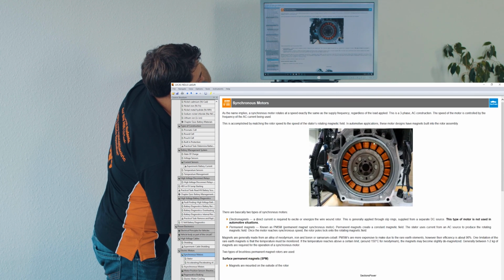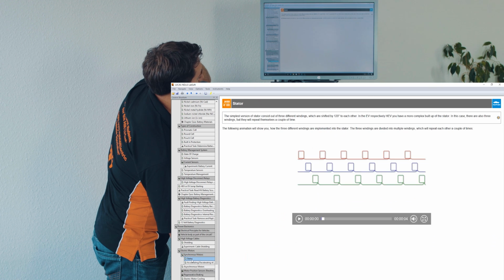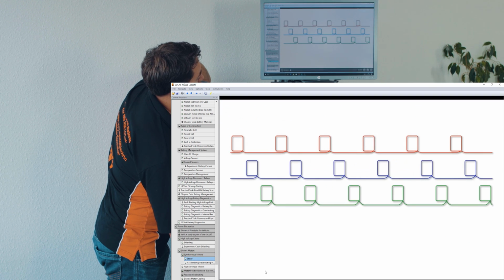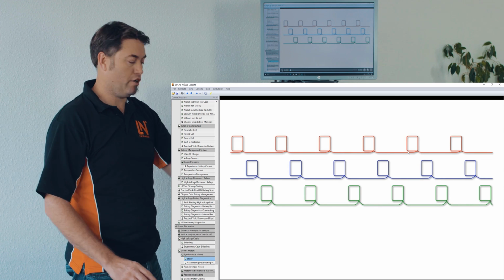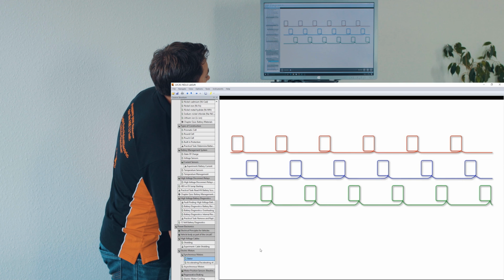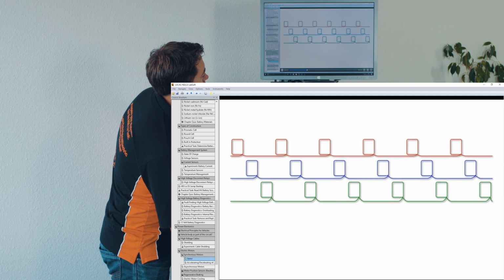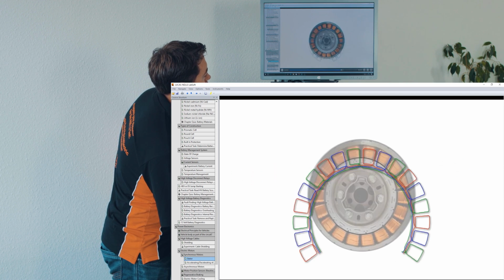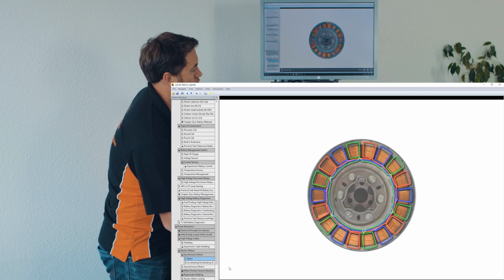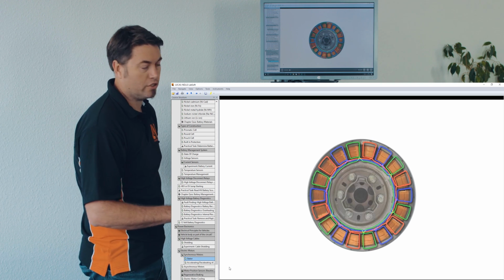And when you see a motor like this, we can show what that means. So here we have the three phases with the various coils that are made around the stator. It's basic to see how they work together. All those three phases work together just like that.